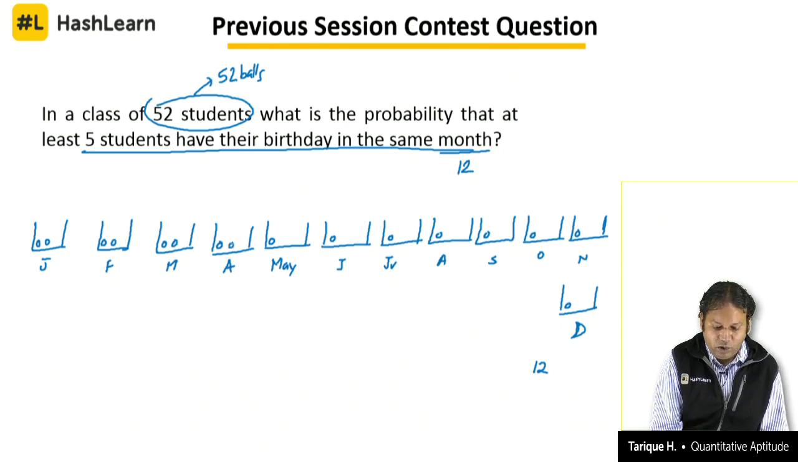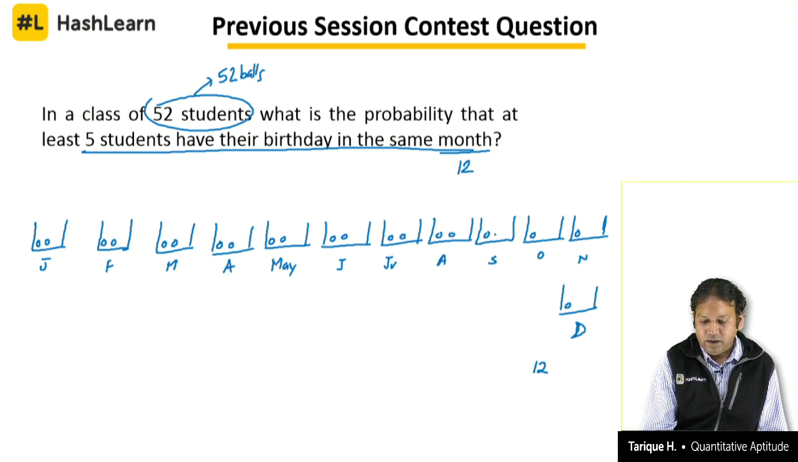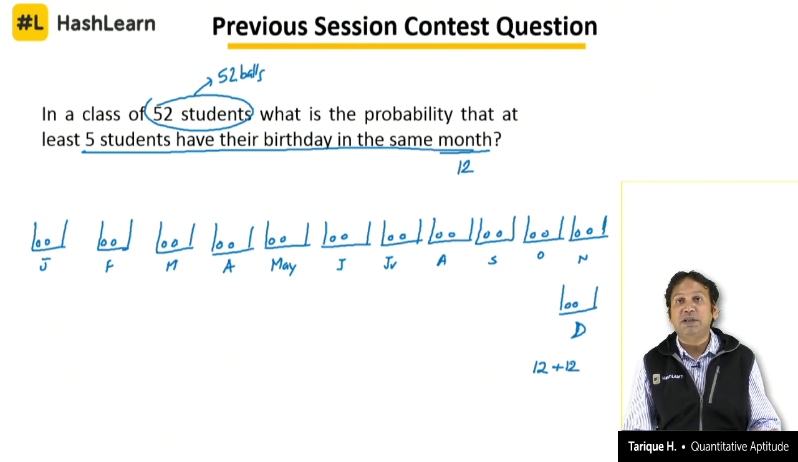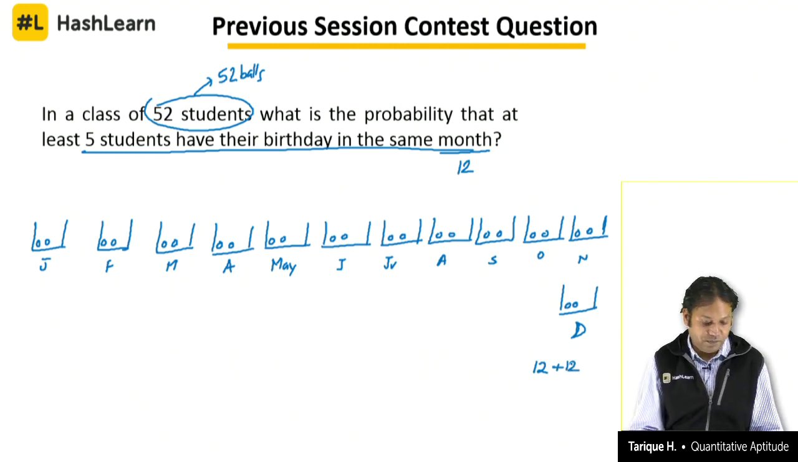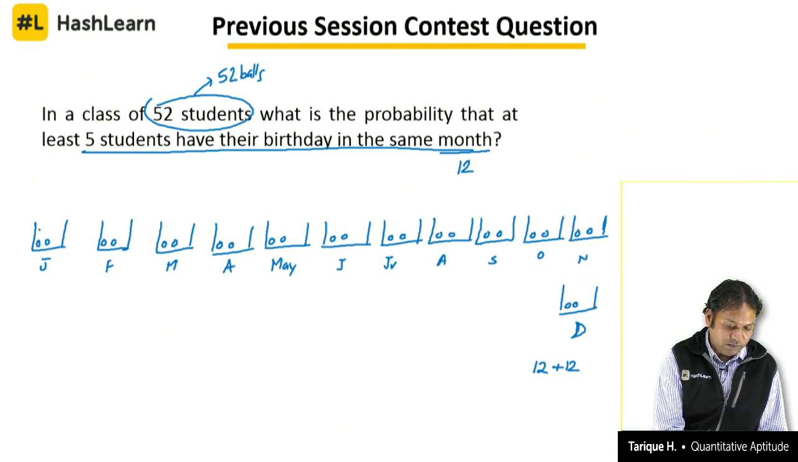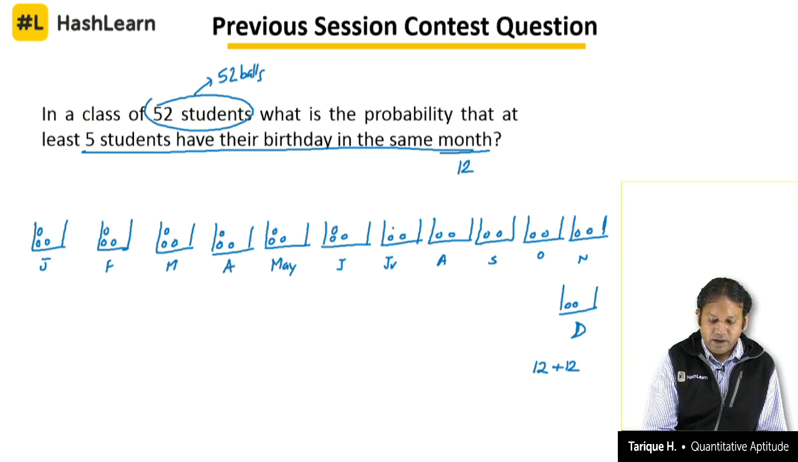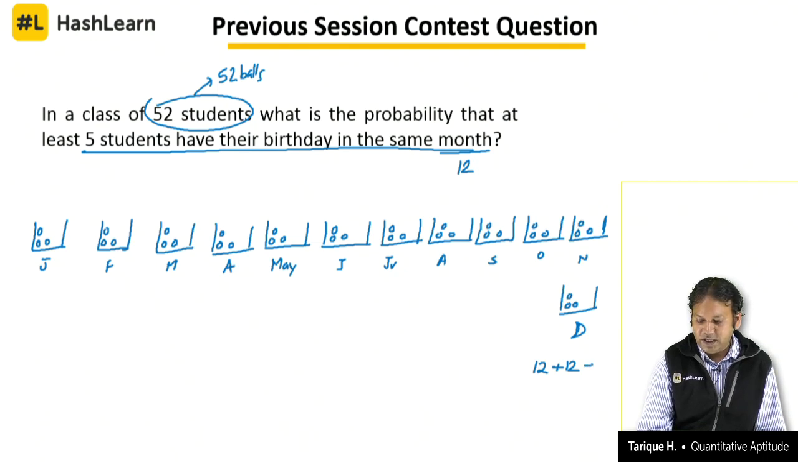So now each box has how many balls? 2 balls. So this will make the total number 24, but we still have more students because the total number of students is 52. So we will put 1 more ball. This way every box will now contain 3 balls. This is the worst case scenario, you should understand that.